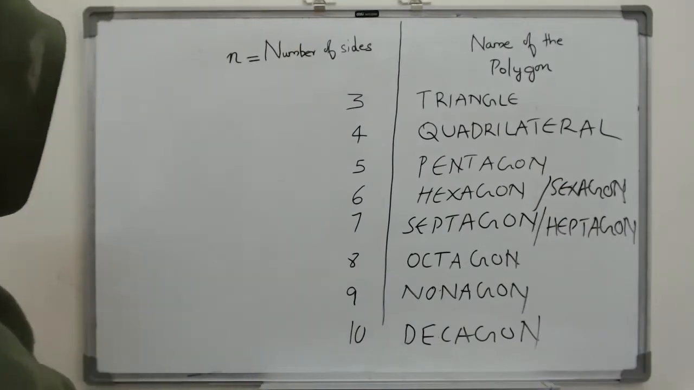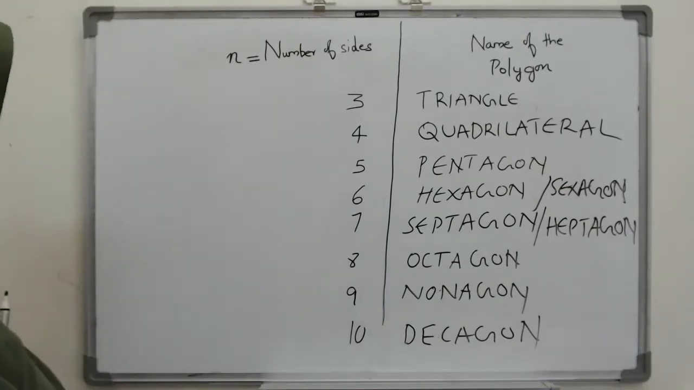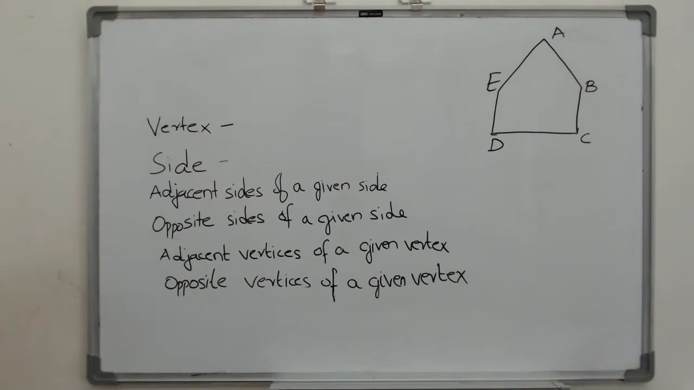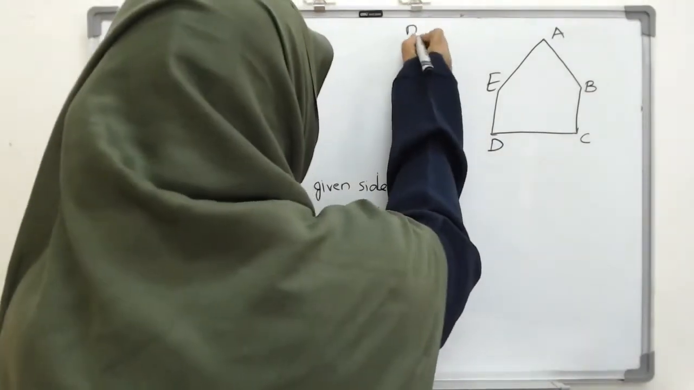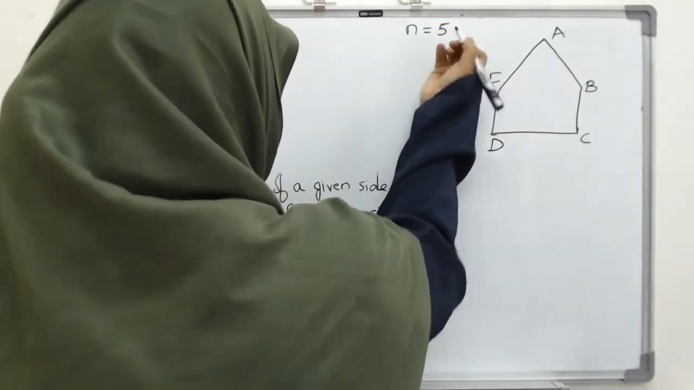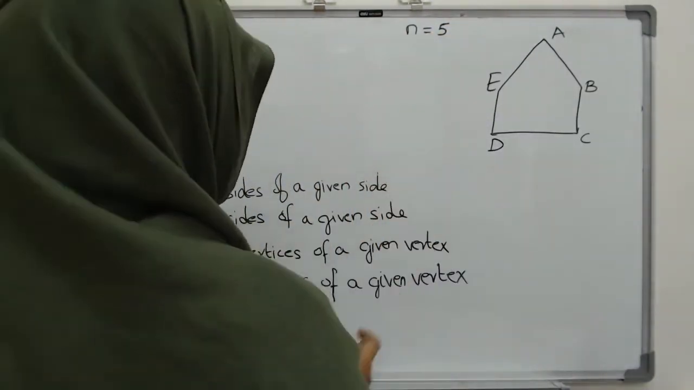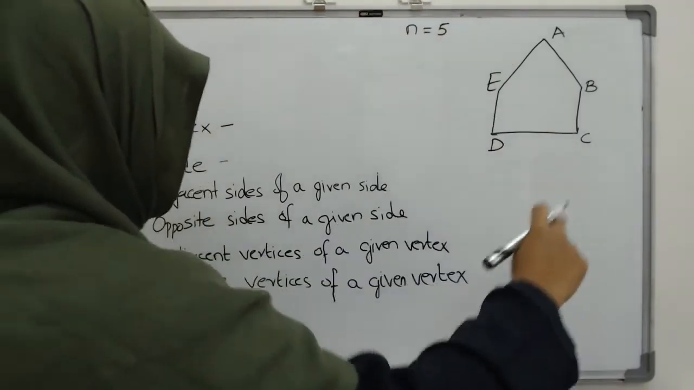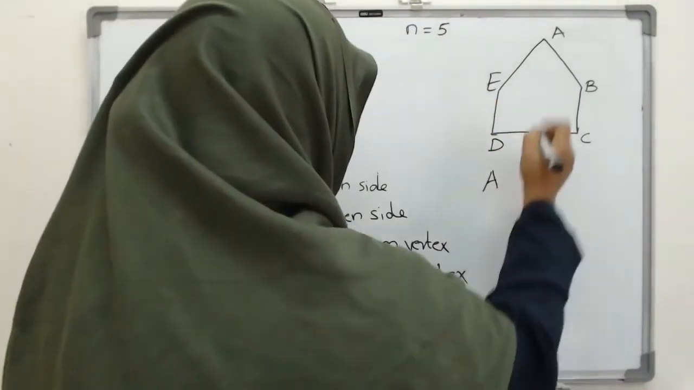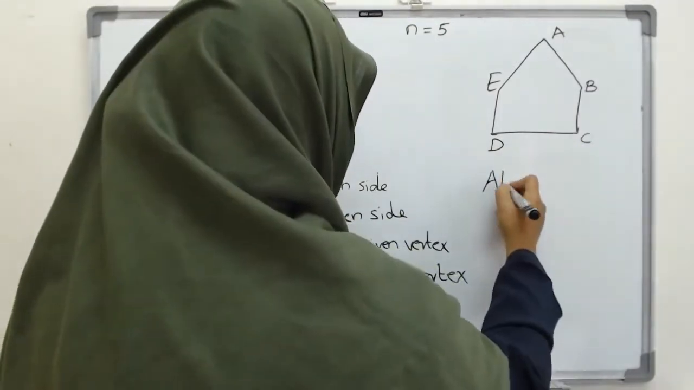Now we will go on to some properties of polygons. Now I have randomly taken a polygon of 5 sides. What is it called? It is called a pentagon. Its name is written by taking its vertices in a cyclic order. So A, after that we come like this.